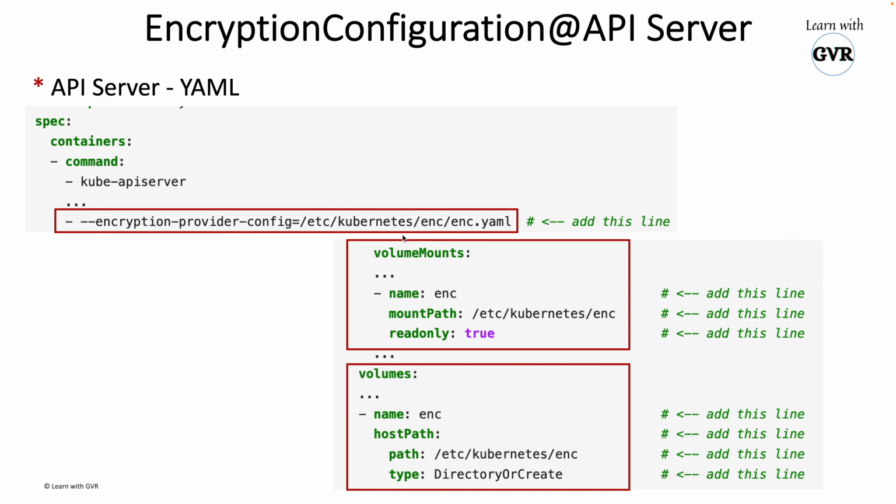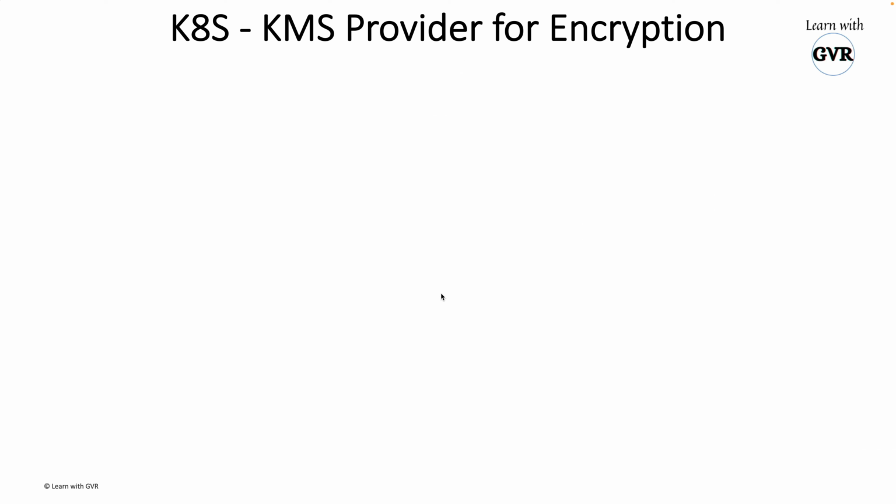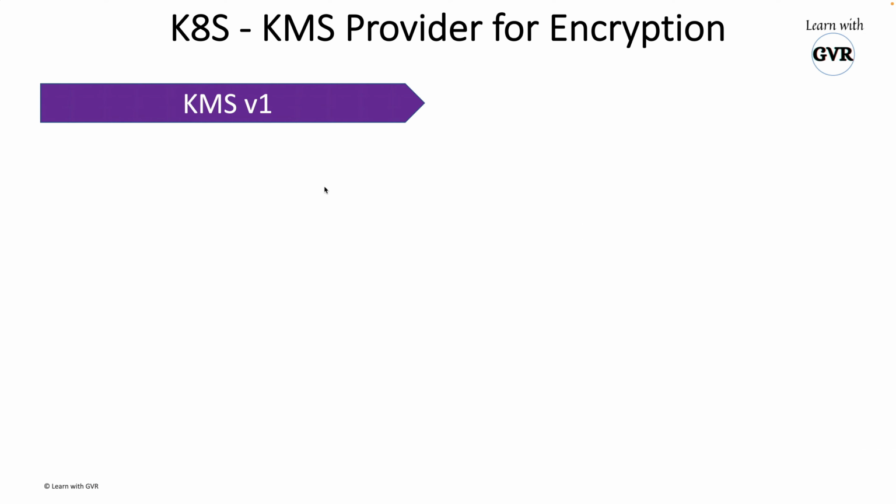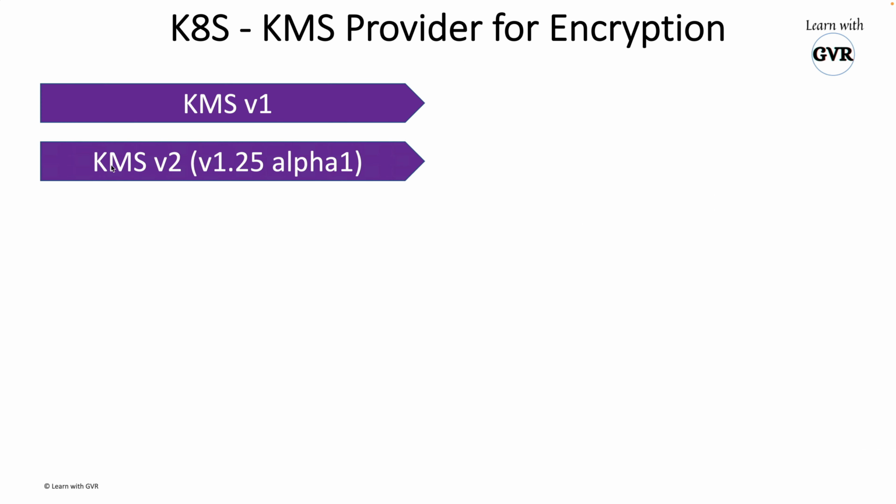So if you look at the previous slide, KMS uses envelope encryption, which uses data encryption keys, and this is highly recommended, and this is the strongest. We don't care about the speed, we care about which is strong or not, right? And from the KMS point of view, there are two versions, KMS v1 and KMS v2.